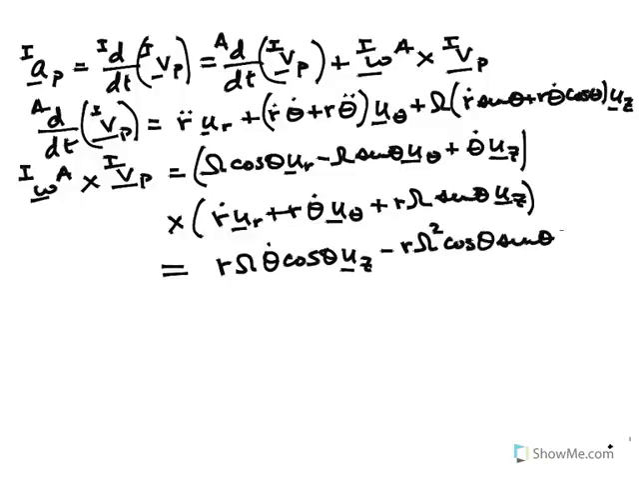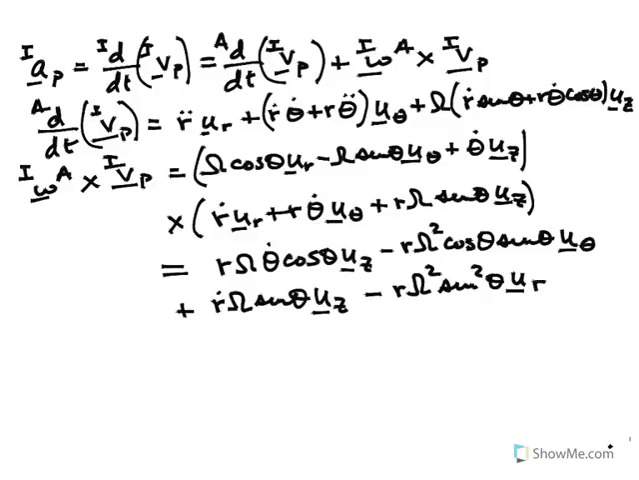and then U_theta crossed with U_R gives me minus U_Z, but then there's a negative sign, so I get plus R dot omega times the sine of theta times U_Z, and then U_theta crossed with U_Z gives me minus R omega squared sine squared theta times U_R, and then U_Z crossed with U_R gives me plus R dot theta dot U_theta, and then U_Z crossed with U_theta gives me minus R theta dot squared times U_R.